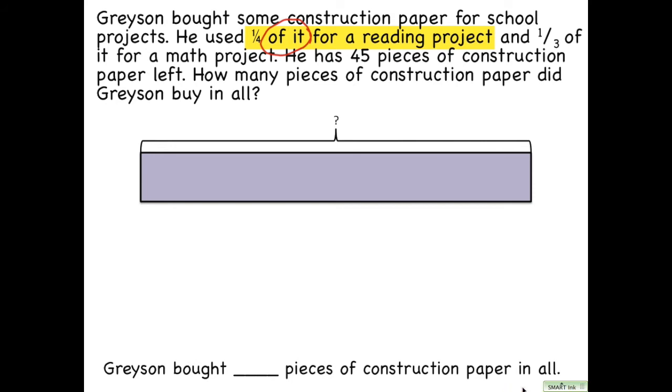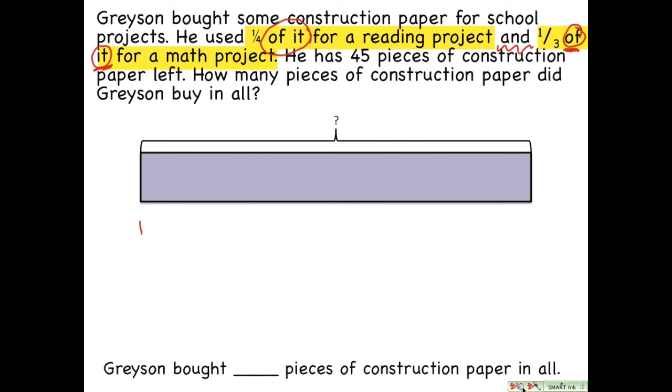I'm going to now take a look at the second part, which says 1/3 of it for a math project. And again, we have the of it, which is referring to the same total, the entire total of construction paper. So I'm going to show both of these fractions on one bar, because 1/4 of this whole bar represents the construction paper used for a reading project, and 1/3 of this whole bar is going to represent the construction paper used for a math project.